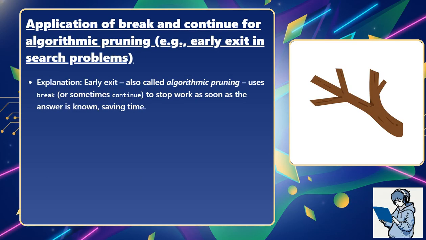Explanation: early exit, also called algorithmic pruning, uses break or sometimes continue to stop work as soon as the answer is known, saving time. Linear search: stop when the target is found.